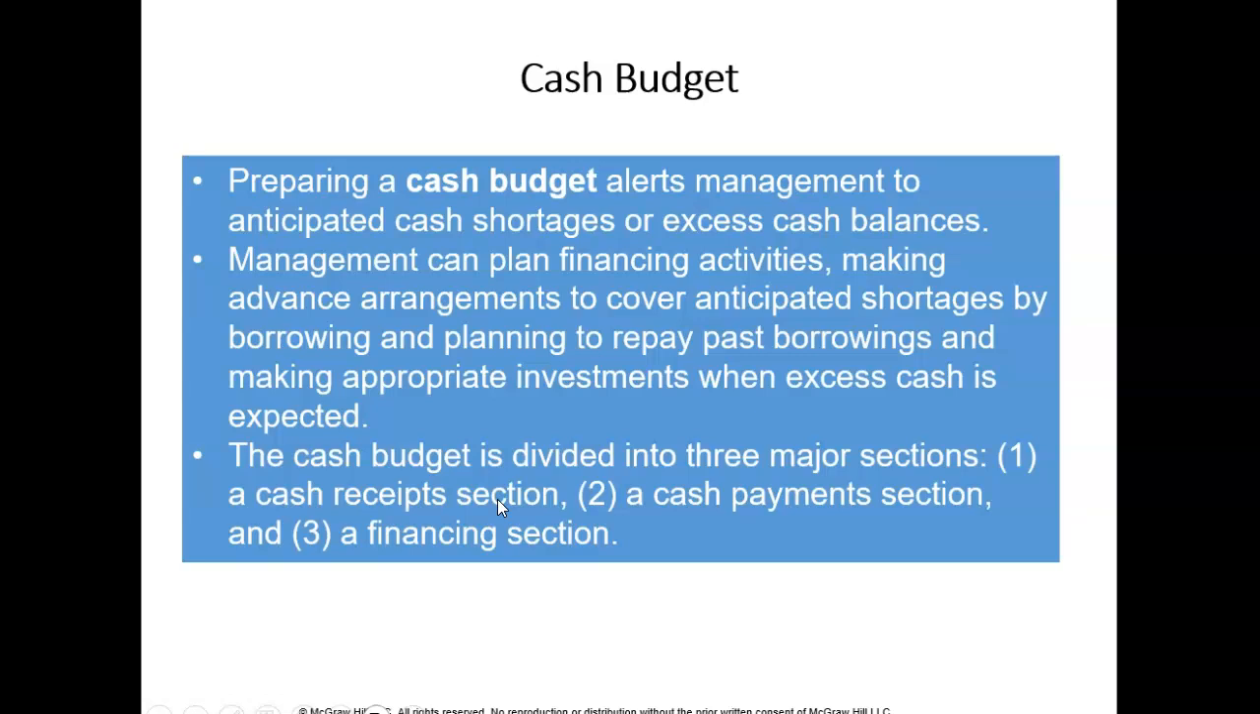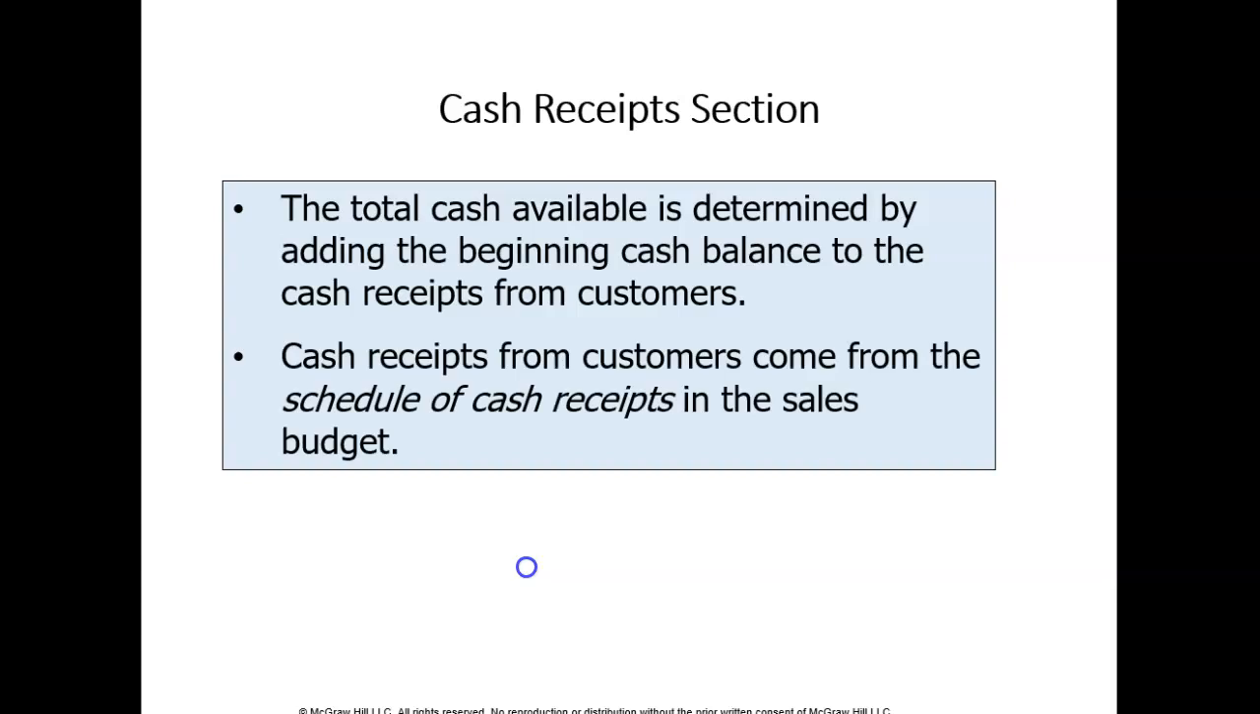So your cash budget will be divided into 3 major sections. There's a cash receipt section showing the cash coming in, a cash payment section showing the cash going out, and a financing section. So if we need to borrow money, we'll see the information shown here in our finance section. Okay? So we're going to take a look at the total cash available, which will be your beginning cash balance, along with any cash received from your customers.